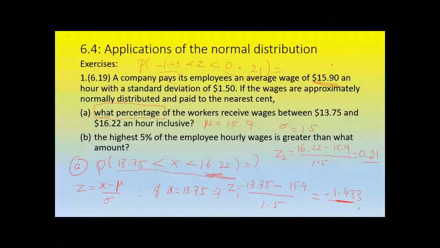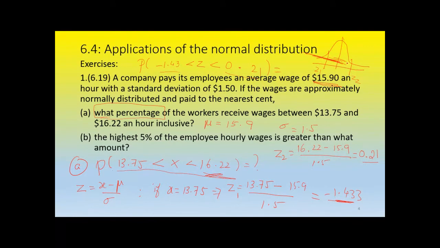On the normal curve, the negative value will be here. It is Z1. The positive value here is Z2. So the area between them can be found by first finding the area to the left of Z2, and then subtracting the area to the left of Z1. So you will find the area of this part. This is what we are going to do.